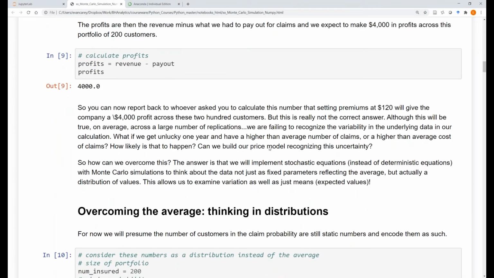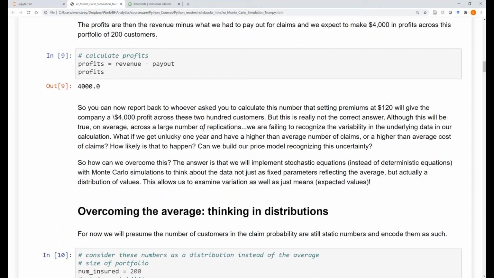Okay, so I can now report back and say, we looked at last year's data. I have a conditional expectation of the probability of claims occurring. I have a conditional expectation of the amount we would pay out for each claim, and I add all of those together. And if we set our premiums at this price, now we'll have a given profit margin. And it's true that you should expect to have that, if your model is correct, on average across a large number of replications. But that does not adequately capture the risk of the underlying variability.